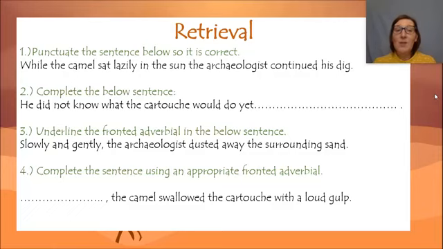So the first one is to punctuate the sentence below so it's correct. The second one is to complete the sentence below. The third one is to underline the fronted adverbial used in the sentence below. And the last one is to complete the sentence using an appropriate fronted adverbial. Pause the video. Have a go now.